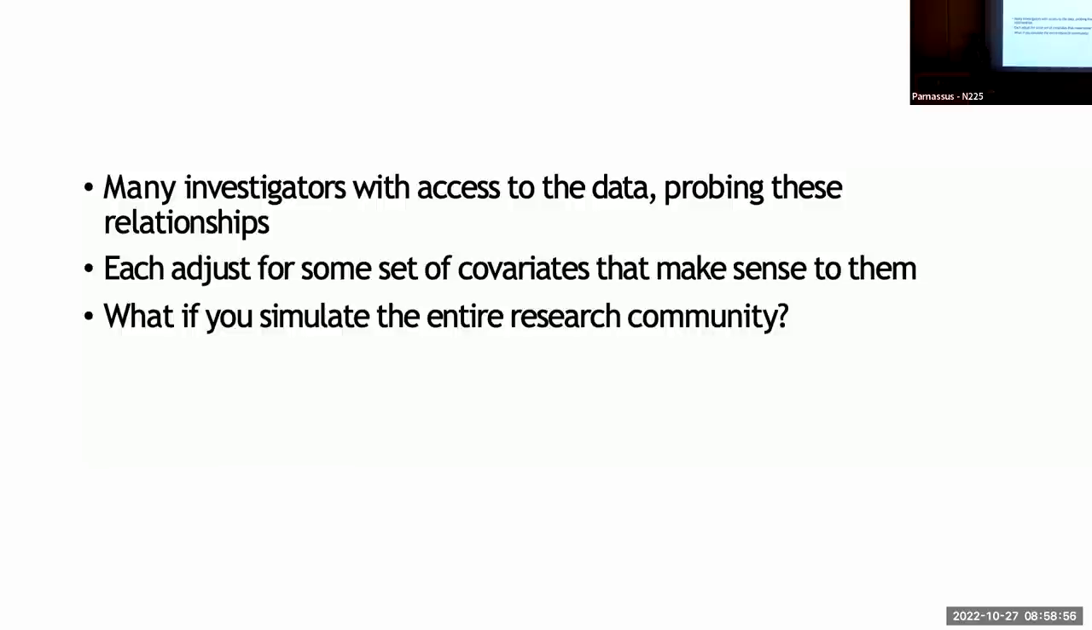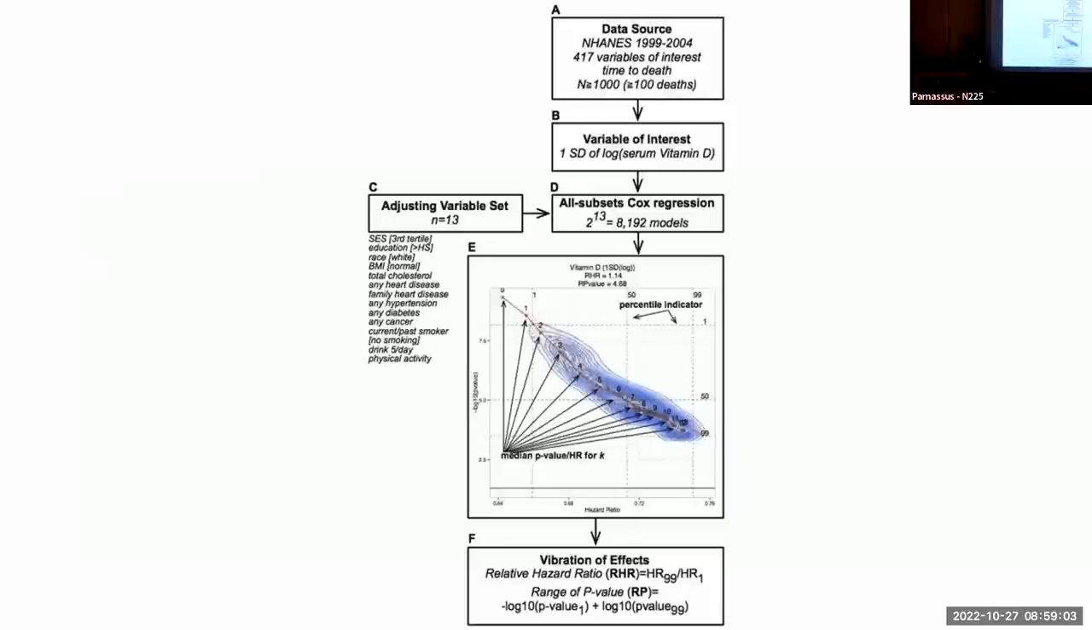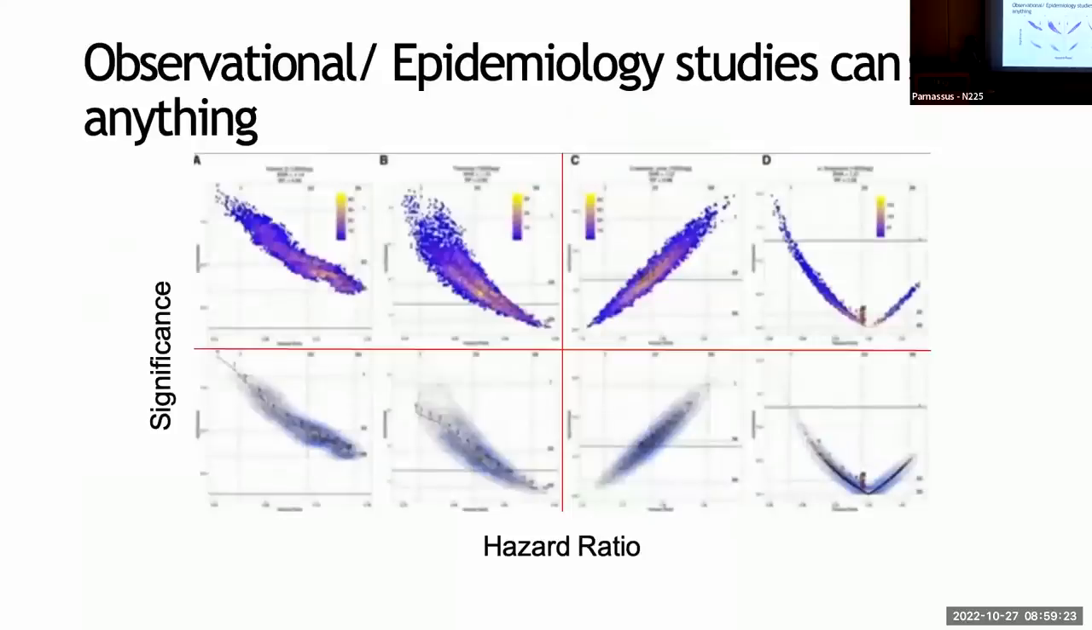What if you simulated not just me or Toronto or North Carolina or Harvard, but every single person doing this work? That's what Chirag Patel and John Ioannidis did at Stanford. They set up the computer to take one outcome, only mortality, and substitute the 13 most common variables we adjust for. All 13, or every possible combination up to 13, which is 2 to the power of 13, they run 8,000 analyses overnight, and they get these clouds of answers. And these are their answers. It's a heat map. Each dot is a study.